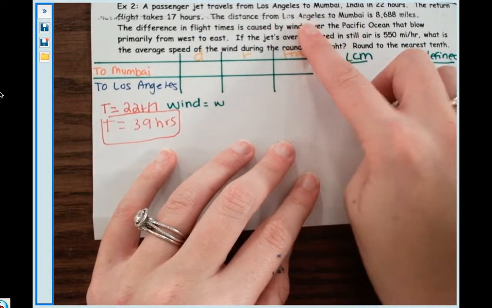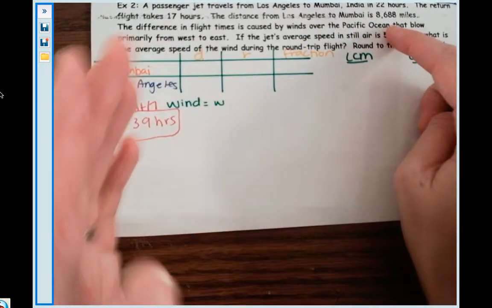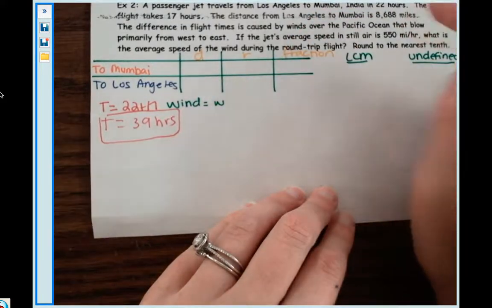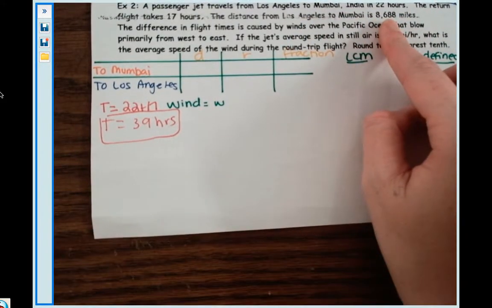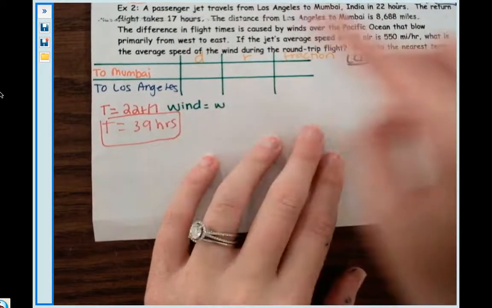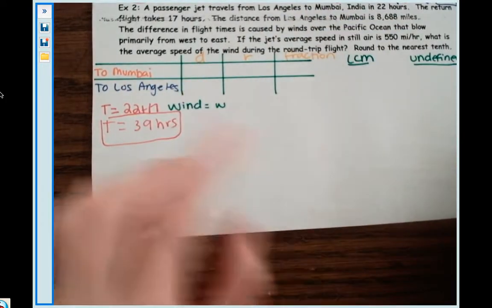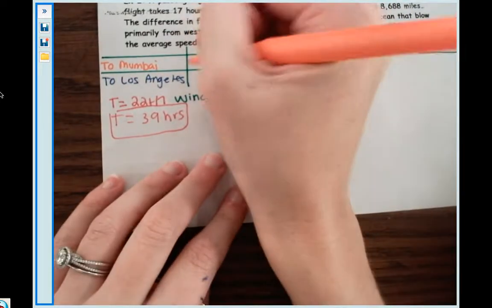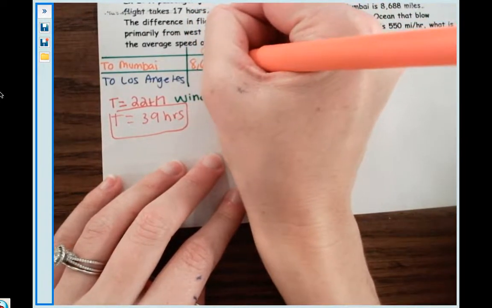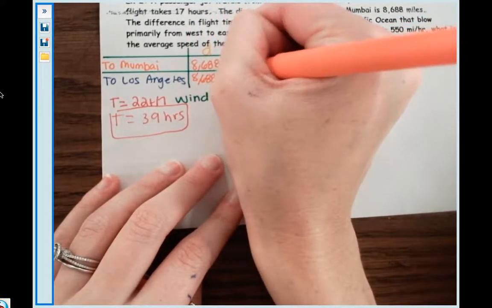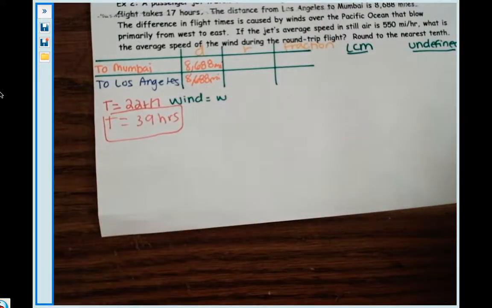Okay, and the distance from Los Angeles to Mumbai is 8,688 miles. So our distance here is always going to be the 8,688 miles. No matter how long it takes us, that's how far we travel to get there and to get back. So our distance in both cases will be that 8,688. Technically, it's miles, so if you want to write miles, you can.